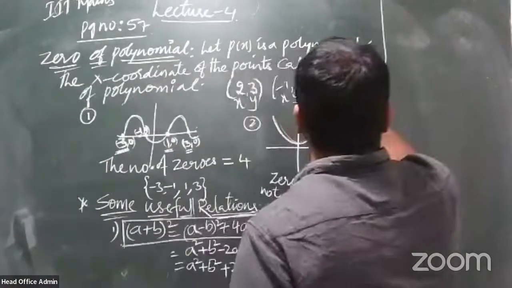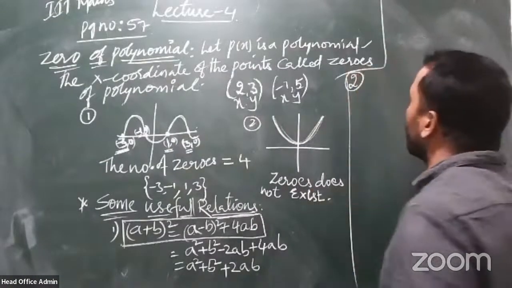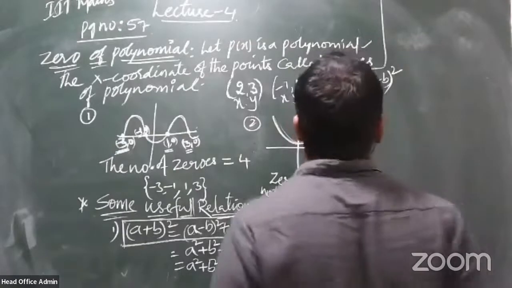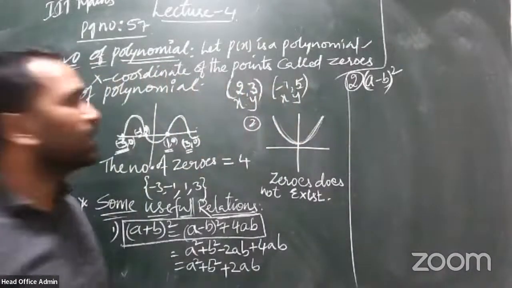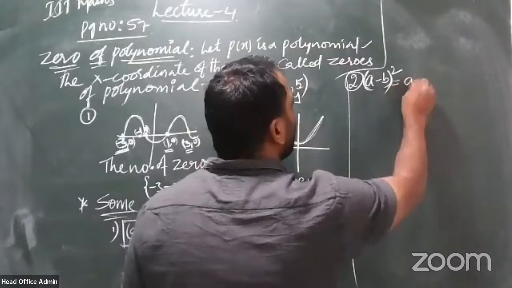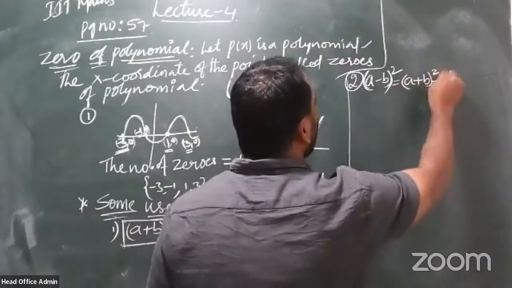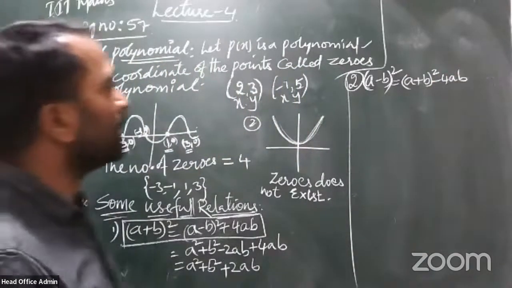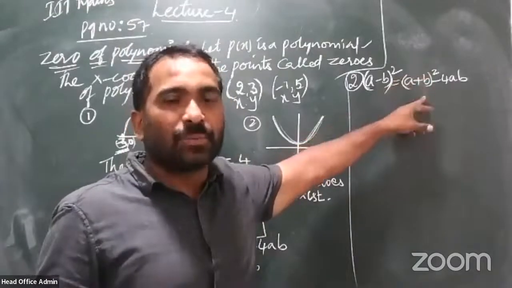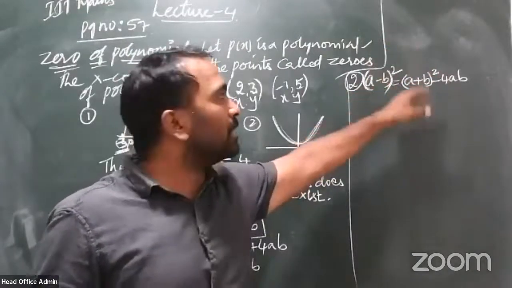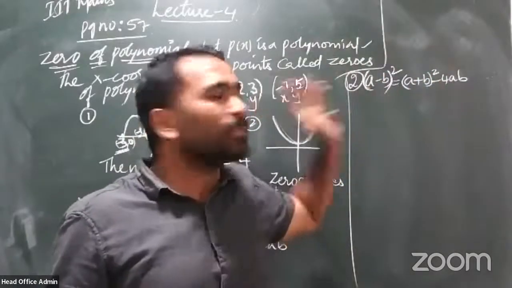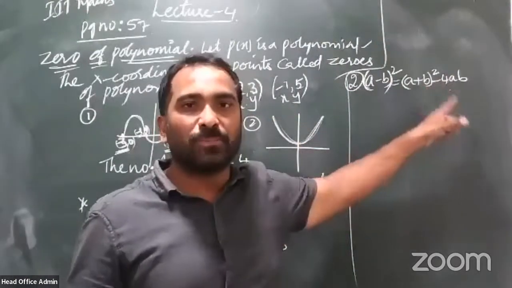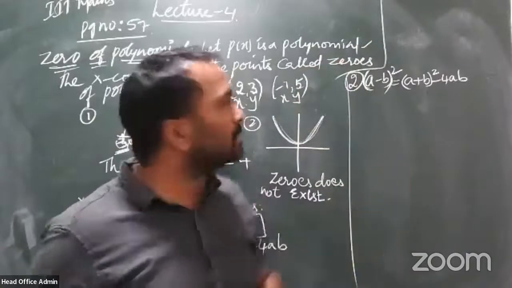And number 2, we can write the same way. (a - b) whole square can be written as (a + b) whole square minus 4ab. Because here, (a + b) whole square is nothing but a square plus b square plus 2ab, and minus 4ab. Plus 2ab and minus 4ab will become minus 2ab. So it will become a square plus b square minus 2ab. Getting my point?